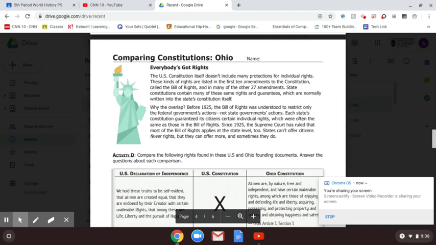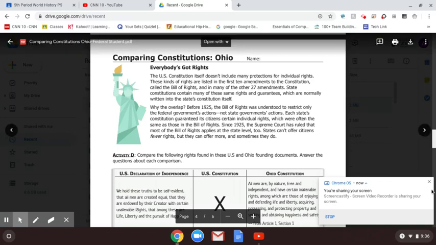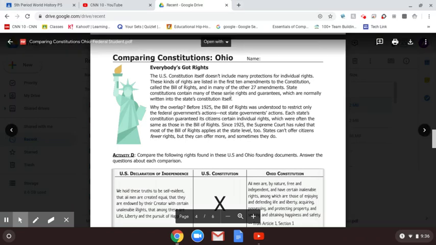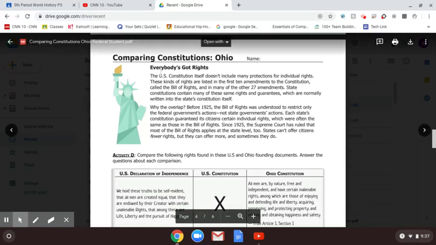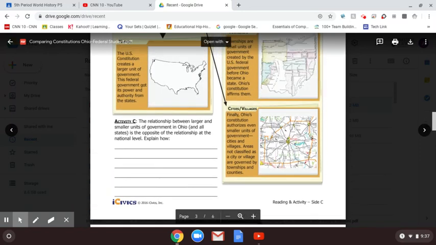Hey, government students. We are going to go over the second part of comparing constitutions between the Ohio Constitution and the U.S. Constitution on the iCivics worksheet. So go ahead and pull that up, scroll down if you have not done so already. So the second part of this, everybody's got rights. This is the part that you guys did last class.